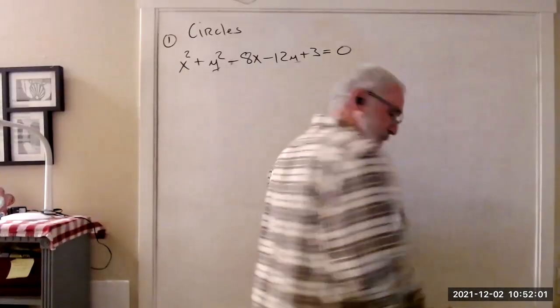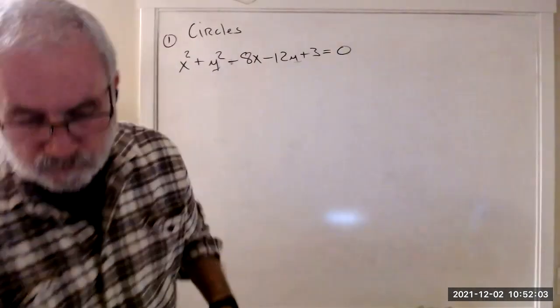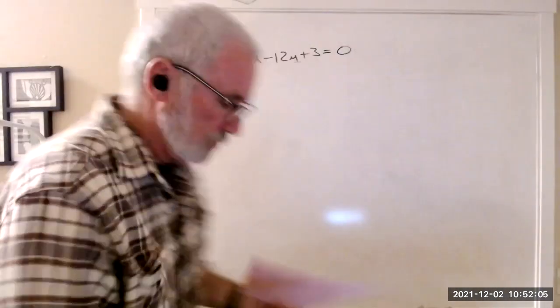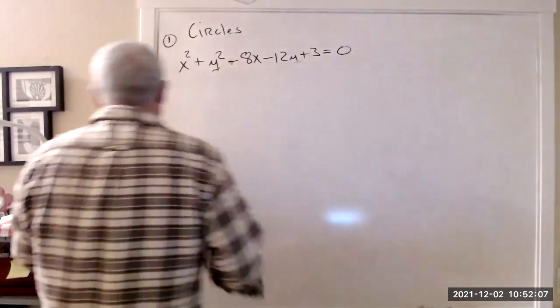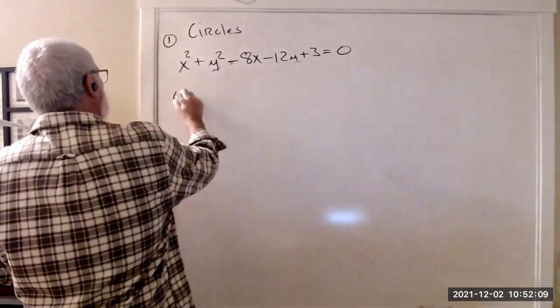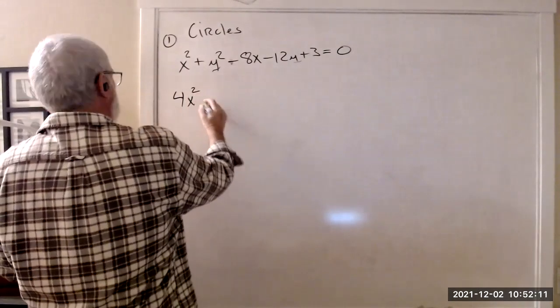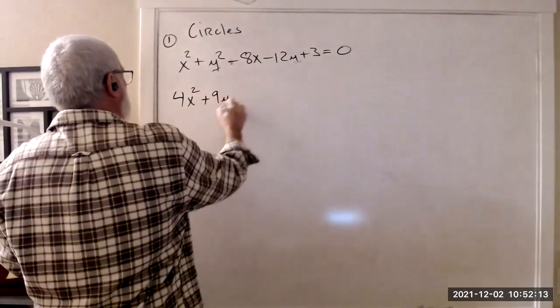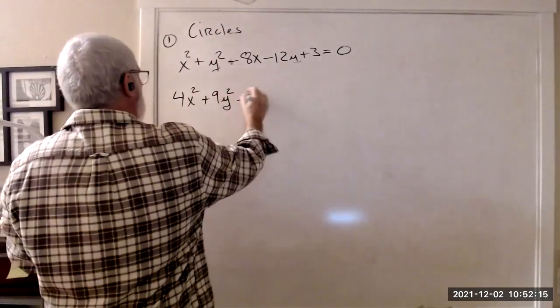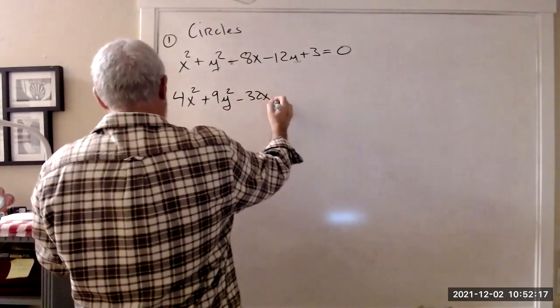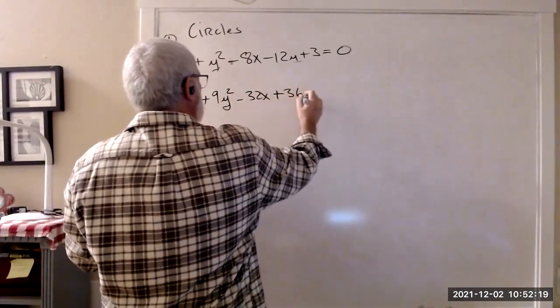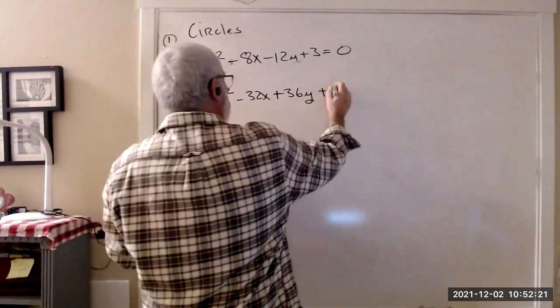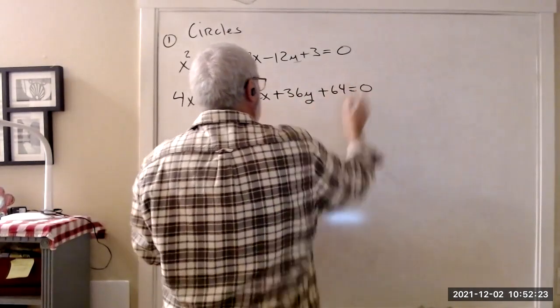All right. Next problem. Four x squared plus 9y squared minus 32x plus 36y plus 64 equals 0.